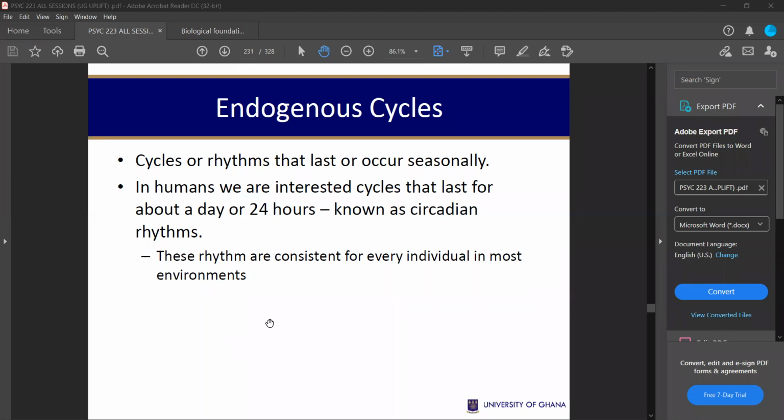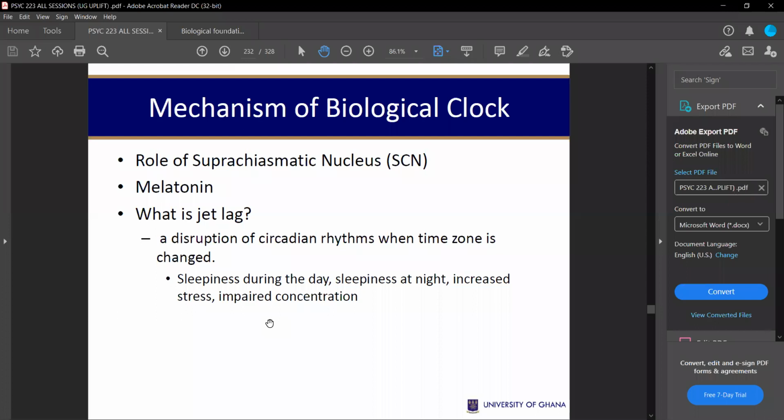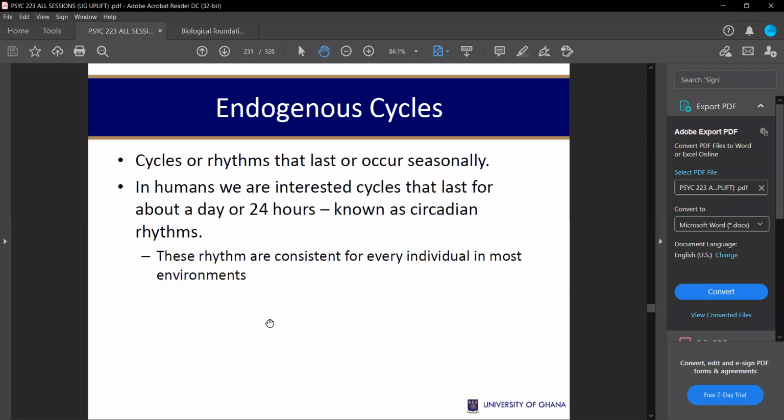We normally talk about the fact that when it comes to sleep, you are supposed to know what we mean by circadian rhythm. So please, who knows what the circadian rhythm is all about? Please, let's be snappy about this. Circadian rhythm, what does it really mean? Oh, nobody knows.